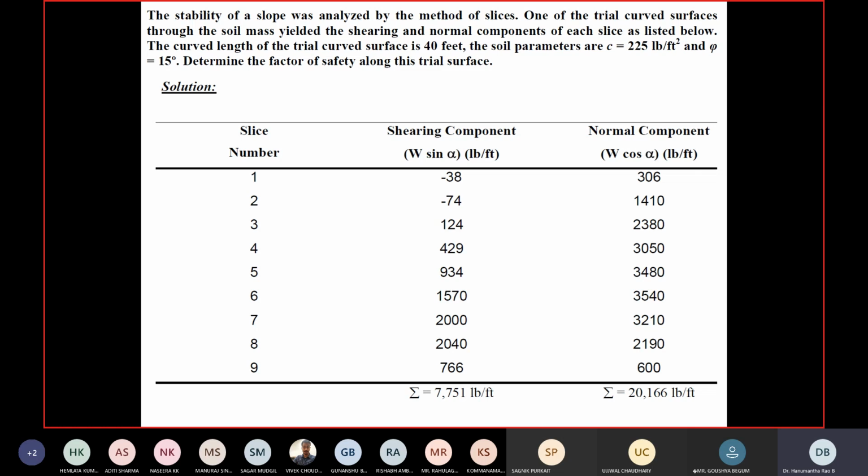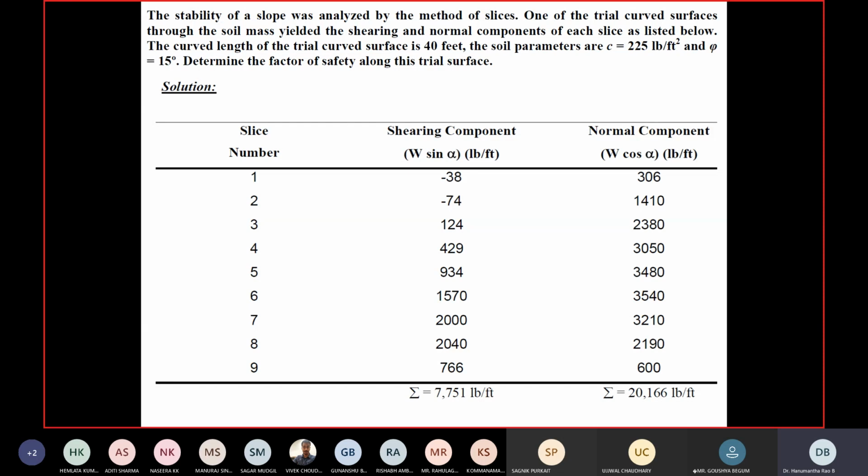So with respect to the center of the circle, if you look carefully, on one side it makes the positive, on another side it makes the negative. So this negative is attributed to that negative. That means instead of causing instability, it is causing stability. So that's what you have to understand.